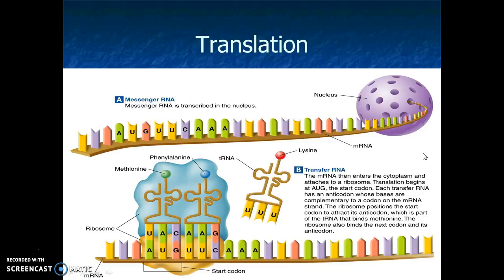All right, here's what translation looks like. You've got the snaking mRNA sequence coming out of the nucleus. It comes out, and you've got the recognizable nitrogen bases here. It's read in groups of 3, which are called a codon. So AUG right here, this first 3.